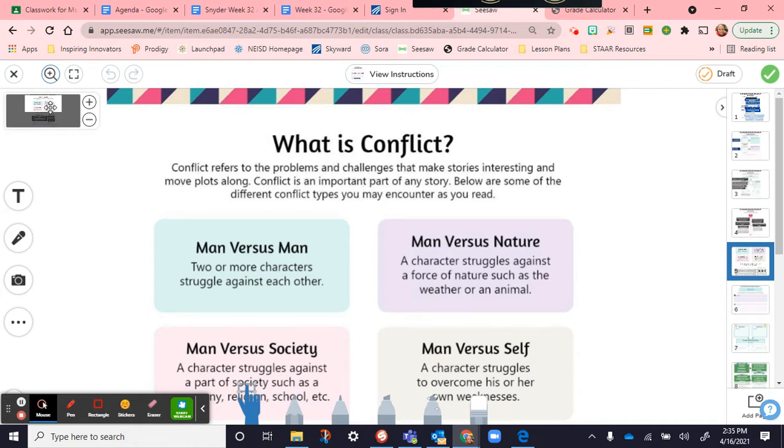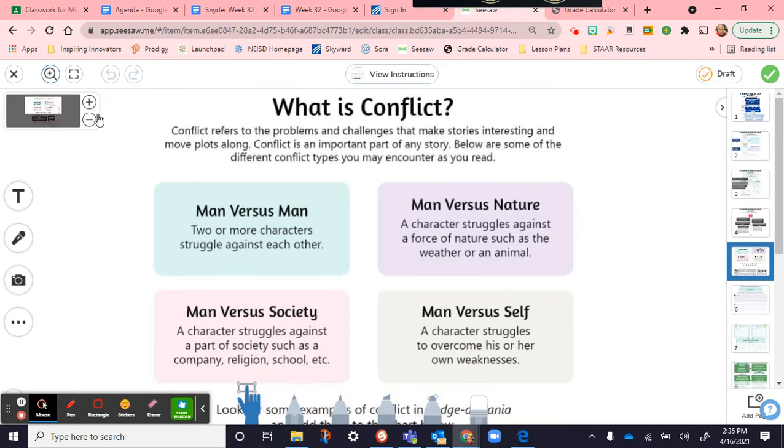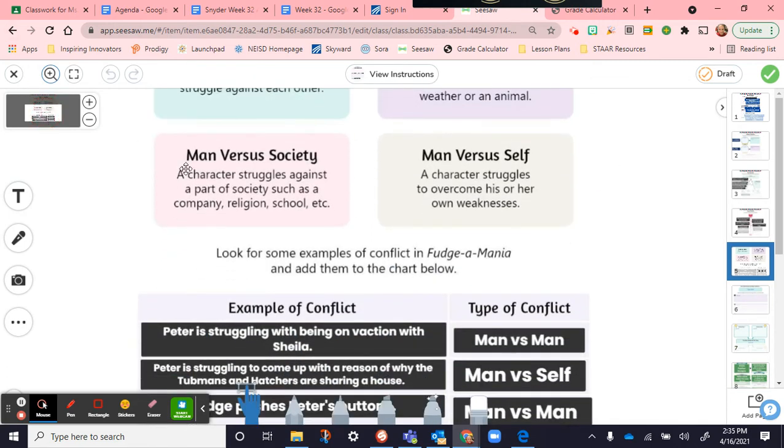And so there's different kinds. You can have man versus man, where two characters in the story are struggling against each other. Man versus nature, where a character is struggling against a force of nature, such as an animal or maybe the weather, something out of nature. And then man versus society. So one of your characters is struggling with society, such as a company, religion, or school.